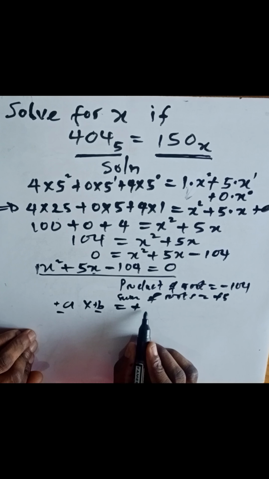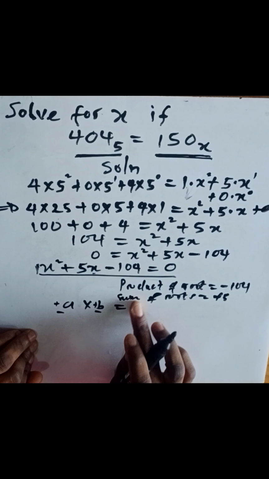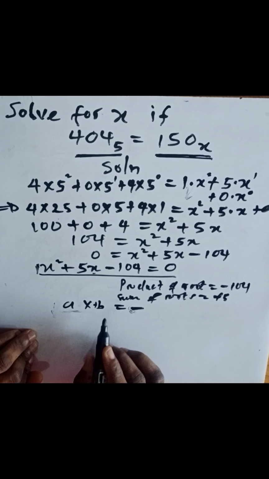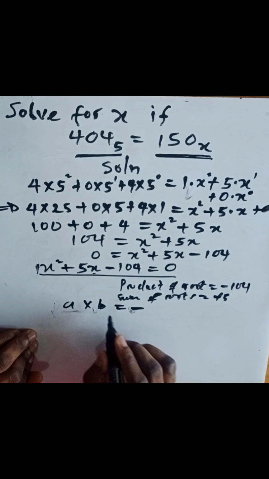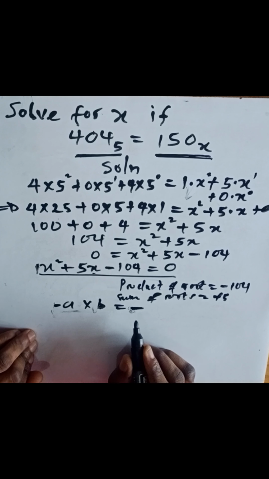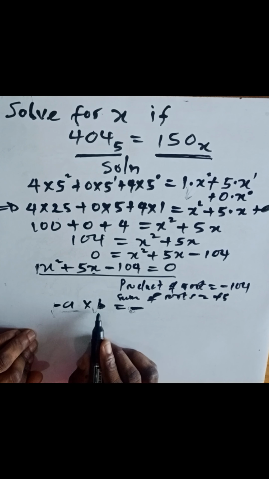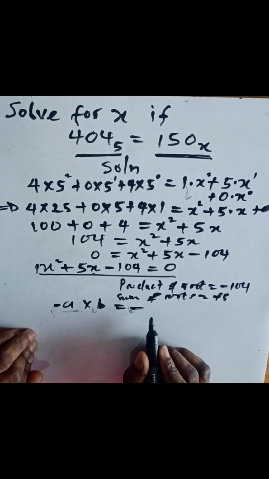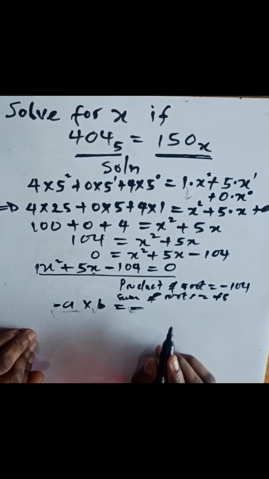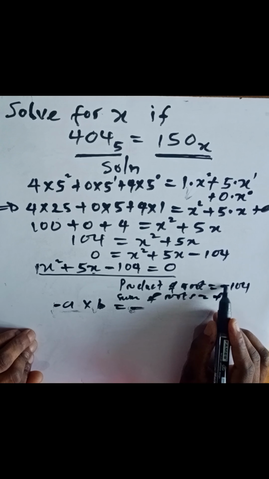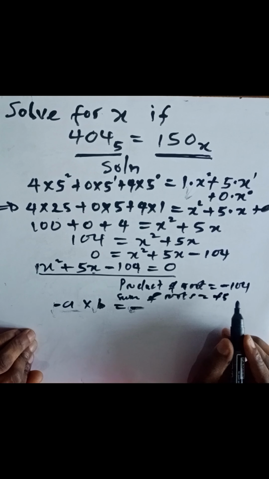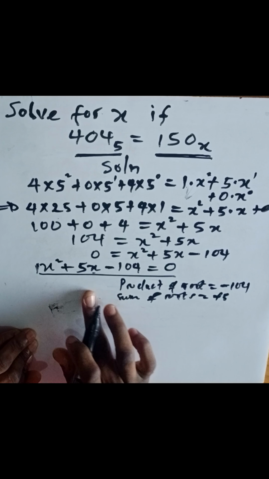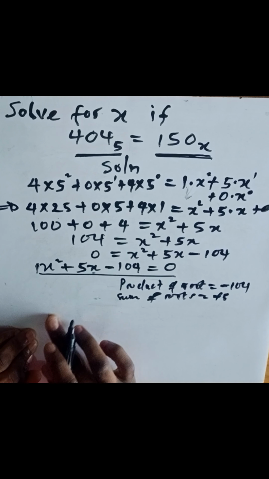That way you have a positive product. But to have a negative product, with your two terms, either one of them must be a negative value. Either your a is negative or your b is negative. In that case, that will give you a negative value of your product. Now, what I'm trying to tell you is that this minus 4, to get the two numbers, you must know that one of the numbers is negative while the other is positive.